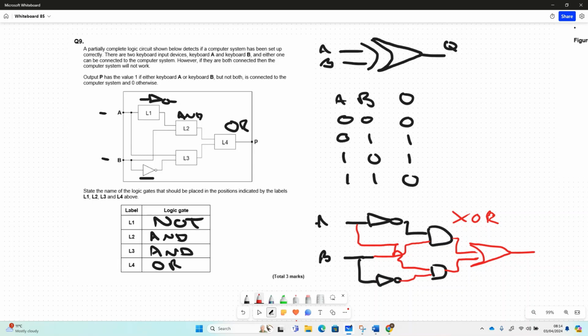So this XOR, remember, is an abstraction. It's an abstraction for that symbol, and what it's abstracting is this set of gates. So it's well worth remembering, or at least recognizing that pattern, I think, for the exam.